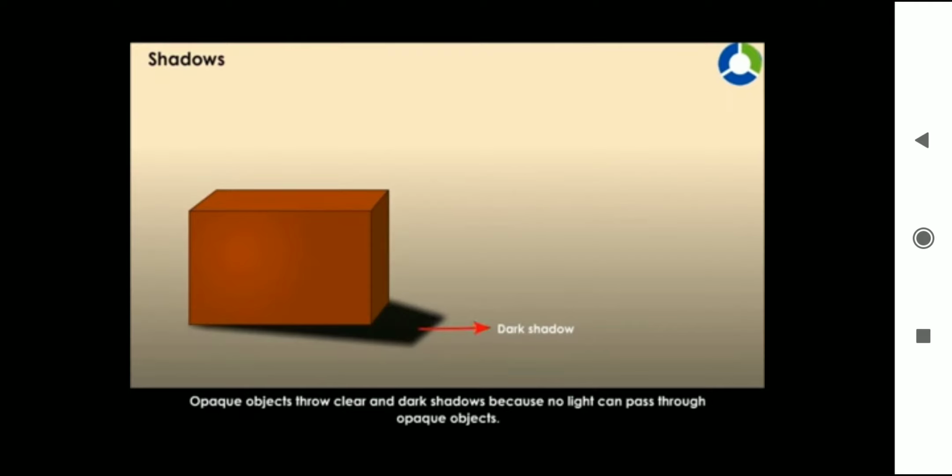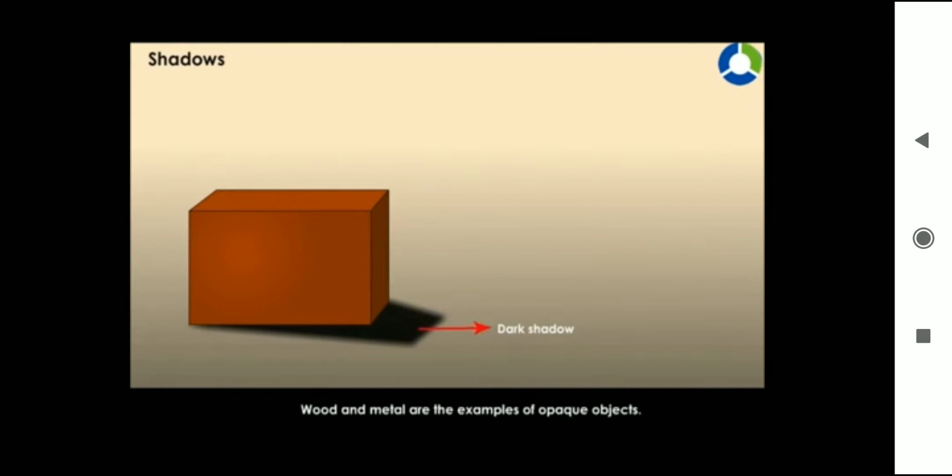Opaque objects throw clear and dark shadows because no light can pass through opaque objects. Wood and metal are the examples of opaque objects.